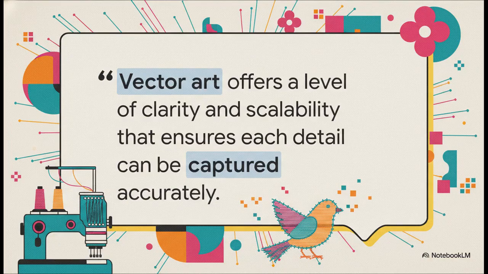This quote really just says it all. That clarity and that scalability, they aren't just about looking good on a screen. They directly translate into the quality of whatever you're making. For an embroidery machine, a vector file gives it a super clean, precise path for the needles to follow. It makes sure every single stitch lands exactly where it's supposed to.